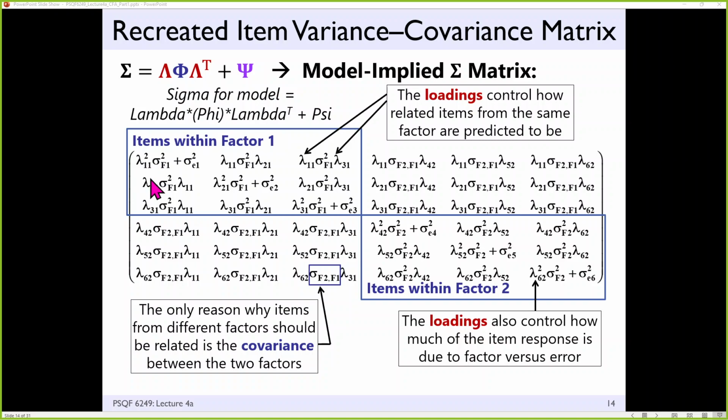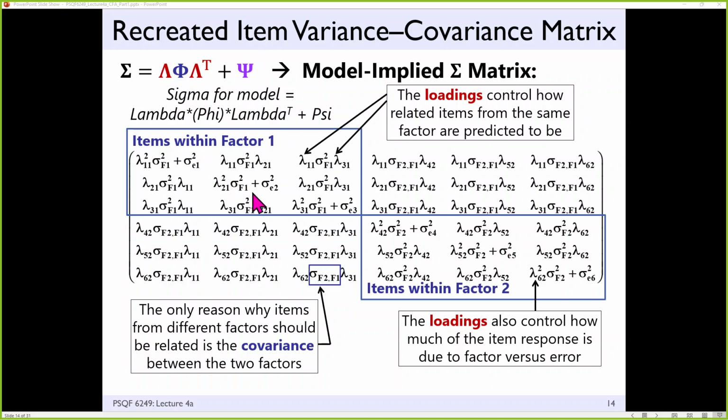The variance of item 1 is a function of its loading on the factor that it measures, squared, times the variance of the factor, plus error variance. So what this is saying is that the total variance is partly what's captured by the factor as a function of its loading. So the contribution of the factor variance is amplified if the loading is strong, like we want, and it's diminished if the loading is weak, and then the rest of it's error.